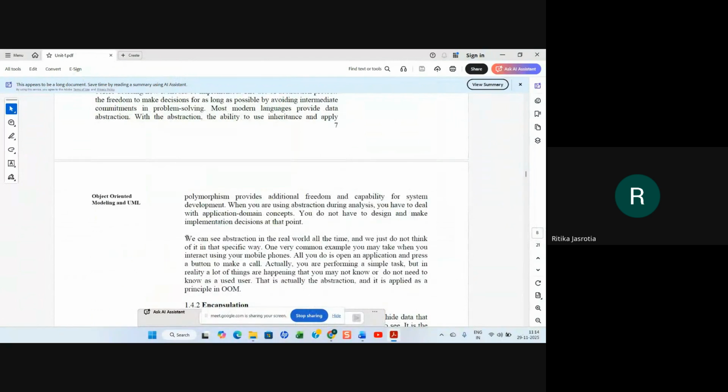Right. So, the example they have given here: we can see abstraction in the real world all the time, and we just do not think of it in that specific way. One very common example you may take: when you interact with your mobile phones, all you do is open an application and press a button to make a call. Actually, you are performing a simple task, but in reality, a lot of things are happening that you may not know or do not need to know as a user. So this is actually the abstraction, and it is applied as a principle in object oriented modeling, right? So this is the example you can give.